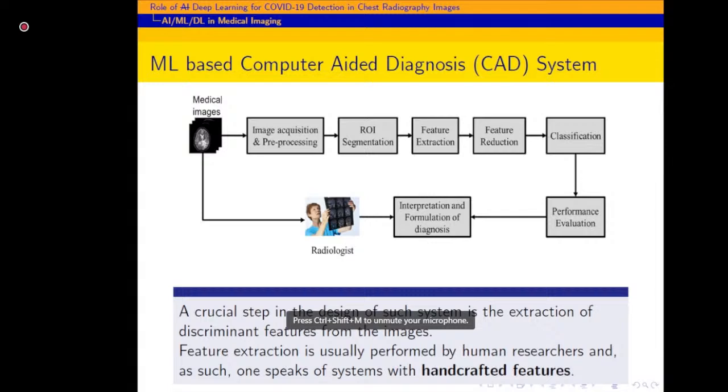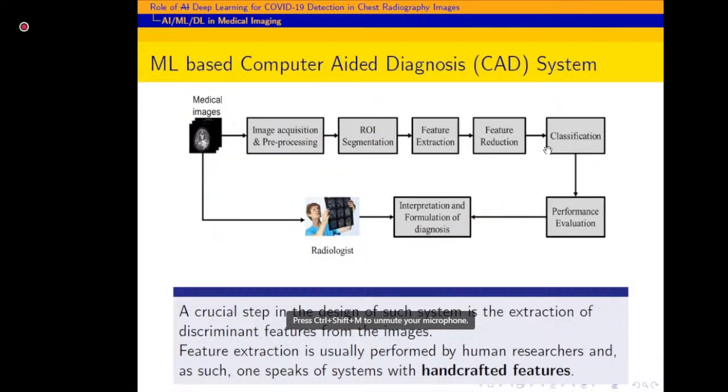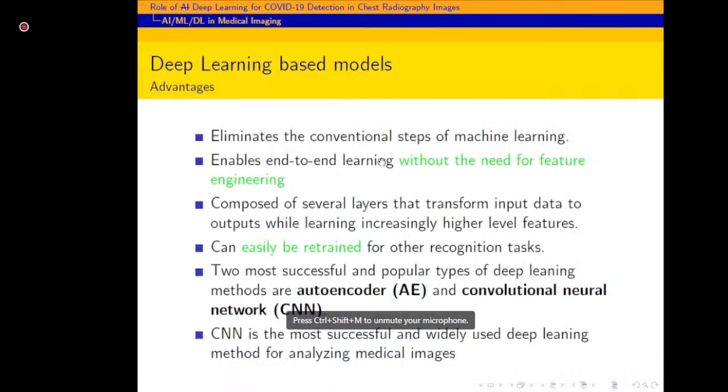Right. So what we have seen in this case is that this machine learning based CAD system involves a lot of stages, and in every stage you have a concern in identifying an appropriate algorithm. That's the problem we are facing in machine learning based CAD systems. And these type of problems you will not find in deep learning based CAD systems, because a deep learning based CAD system is basically an end-to-end learning system where you will give input at one end and you will get the output at the other end, right? And basically it eliminates the conventional steps of machine learning.